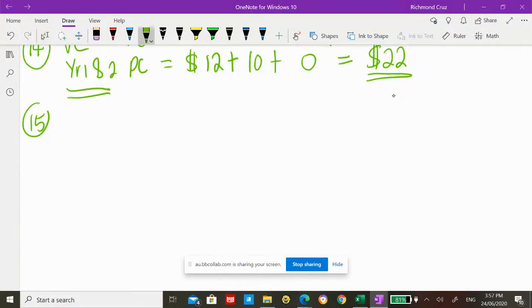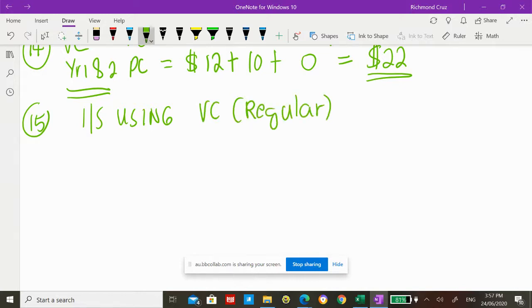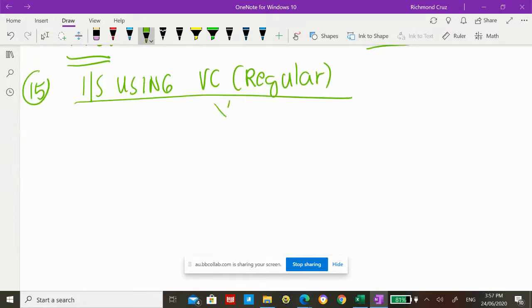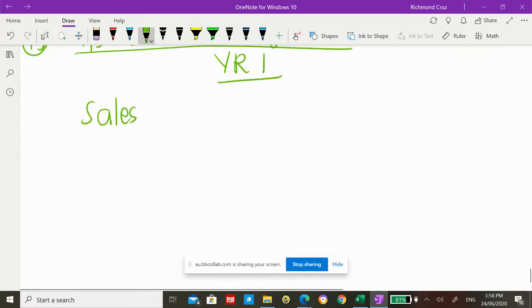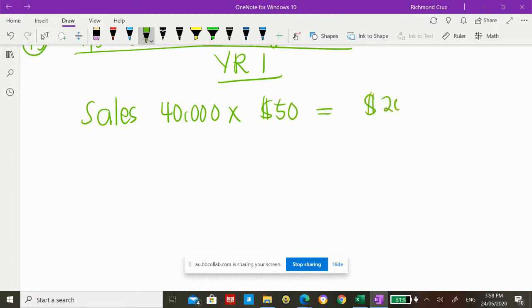But first, we need to prepare the income statement using variable costing. Take note, this is the regular or the normal variable costing method. And we have for year 1, the same procedure. So we have sales, and this is the number of units multiplied by the selling price per unit. So for year 1, our sales is 40,000 multiplied by 50. So this is 2 million.